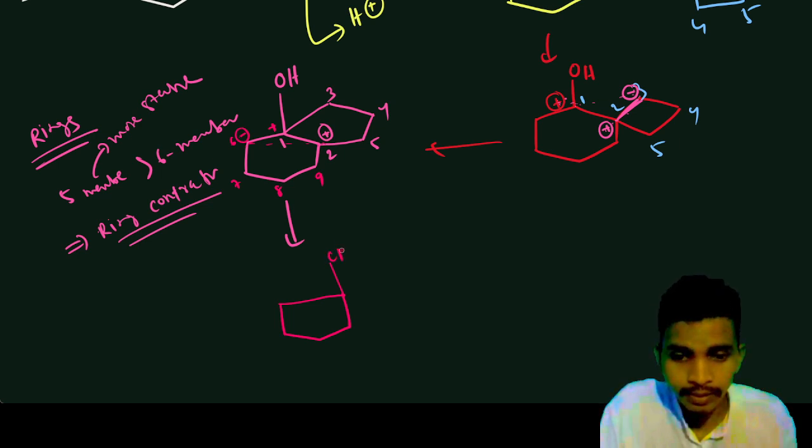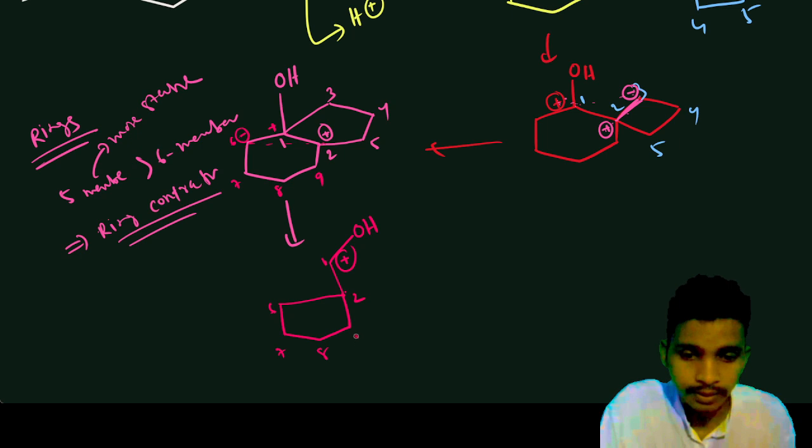And here we have that OH. So this is the one. This will be the positive charge because of the negative. Then this is the positive charge, and here this is the 2, and this is the 6. This is the 7. This is the 8, and this is the 9.